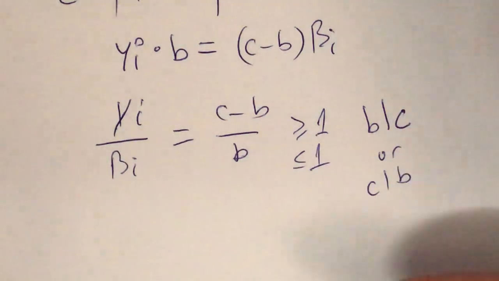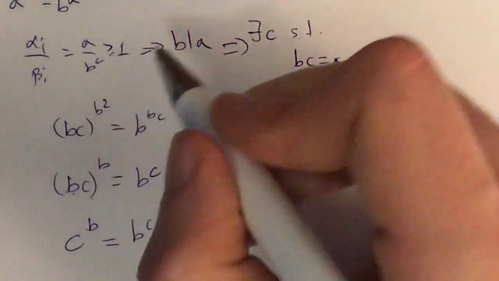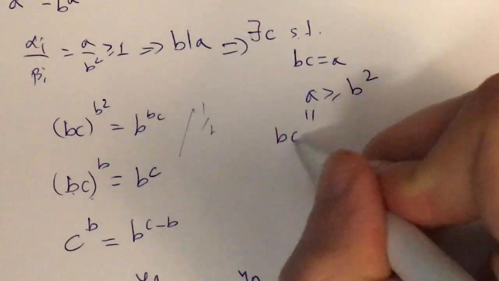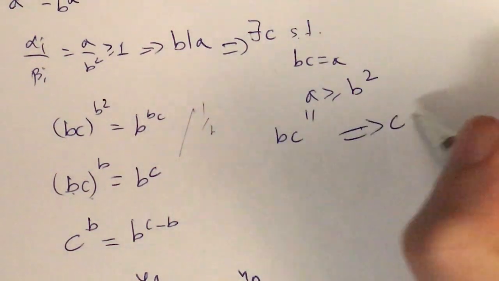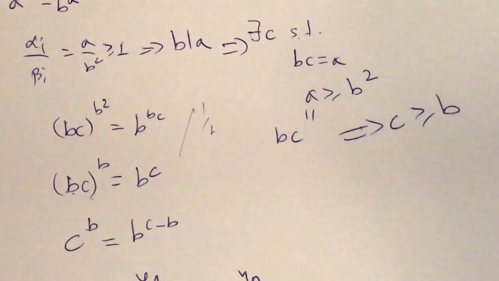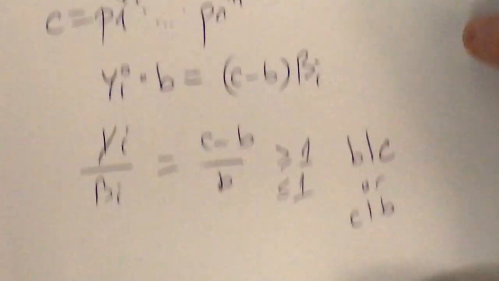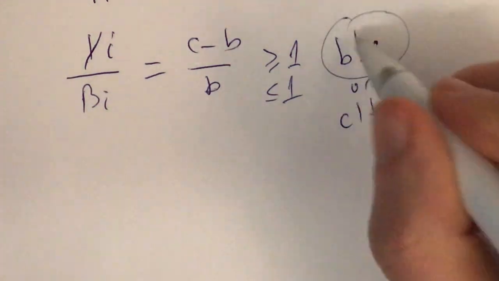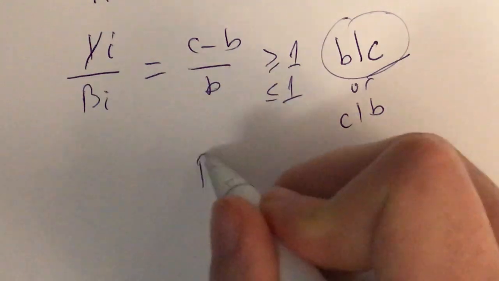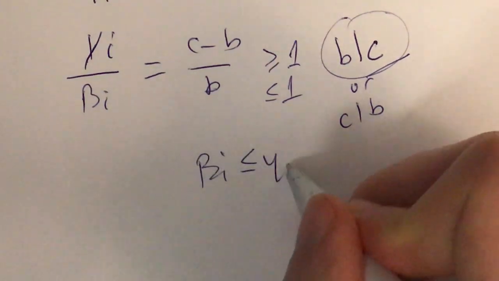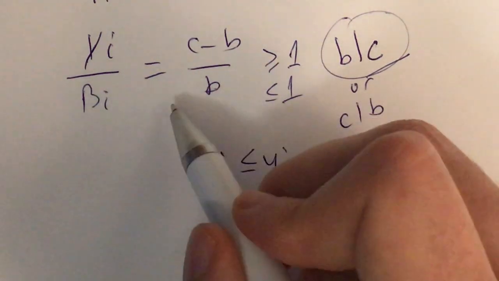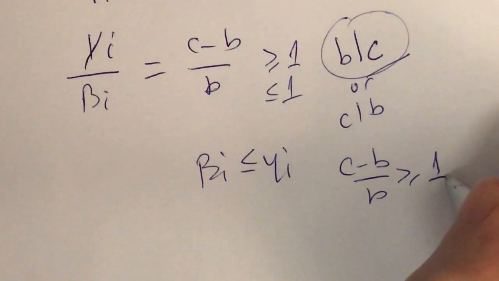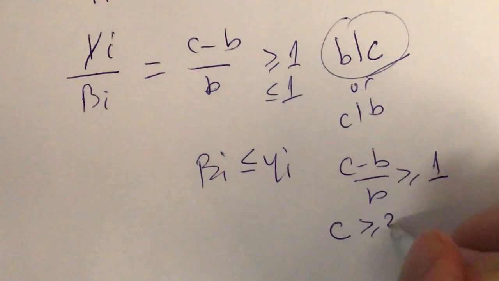However, and this time we're going to use a little trick from before, notice that when a is greater than or equal to b squared and a is equal to b times c, this implies that c is greater than or equal to b. So because c is greater than or equal to b, that means that we only need to pay attention to the case b divides c. And in this case, that means that beta i is less than or equal to gamma i for each i, which here would mean that c minus b over b is greater than or equal to 1, which means that c is greater than or equal to 2b.